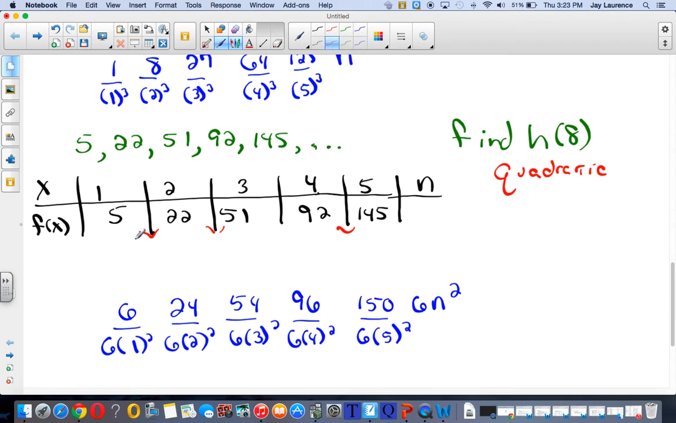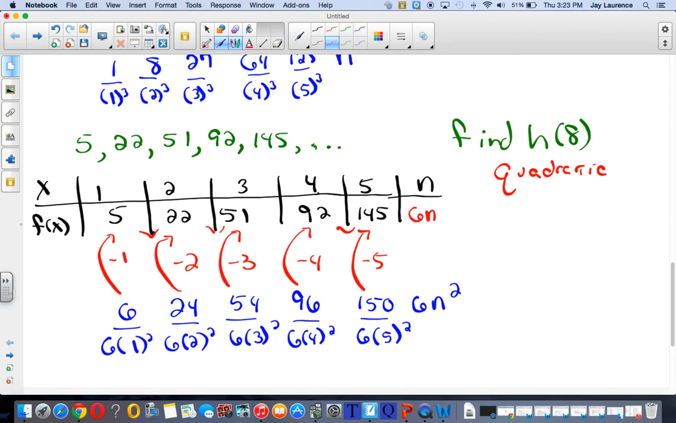So I'm going to ask myself, how do I turn 6 into 5? Well, I subtract 1. 24 to 22, well, I subtract 2. 54 to 51, minus 3. 96 to 92, minus 4. 150 minus 5 is 145. So what am I going to subtract from 6n squared? Well, on the first one I subtracted 1. Second one I subtracted 2. Third one I subtracted 3. Fourth term I subtracted 4. On the nth one I'm going to subtract n.